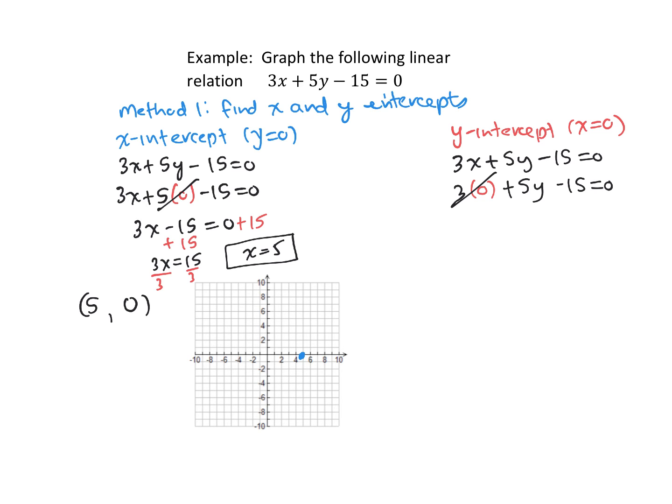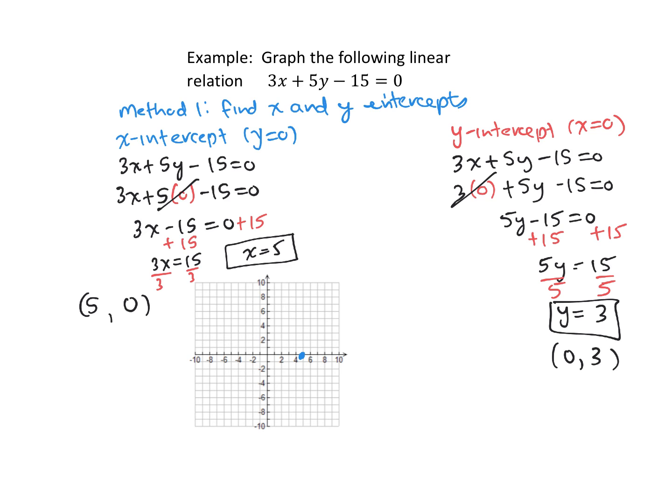which gets rid of that term, and that leaves us with 5y minus 15 equals 0, and then we're going to solve for y. So we'll add 15, we'll do the opposite. So 5y equals 15, and then we'll divide by 5. So y equals 3. So when x was 0, y worked out to be 3, which is right here. Once we have 2 points, we can make a line. So there is our line.